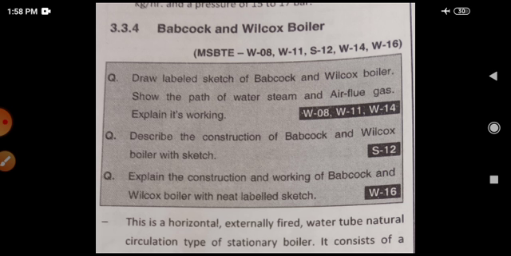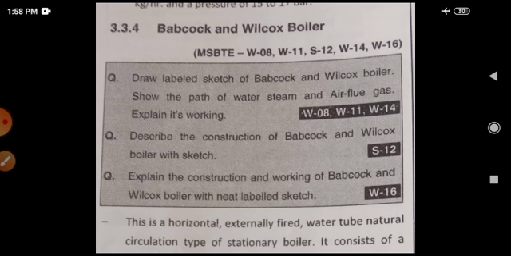The shape of the crown in the Cochran boiler is hemispherical to avoid the bulging effect due to steam pressure. A manhole is provided for cleaning the boiler. The capacity of the boiler is 400 kilograms per hour, and the pressure built is about 15 to 17 bar.